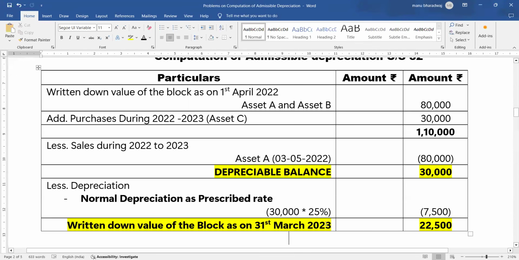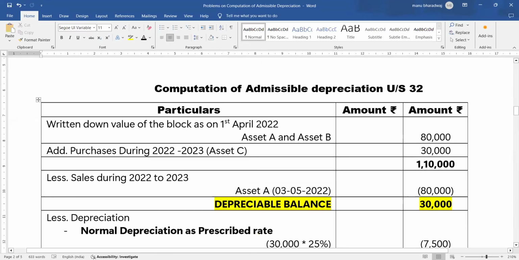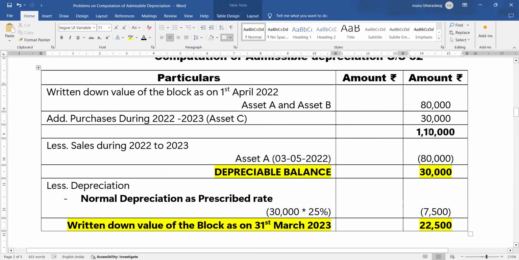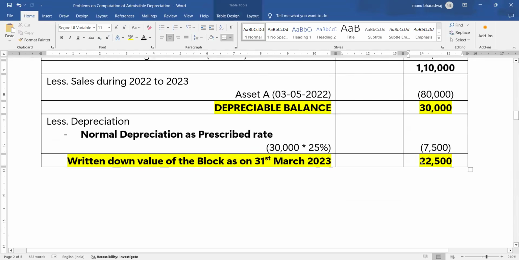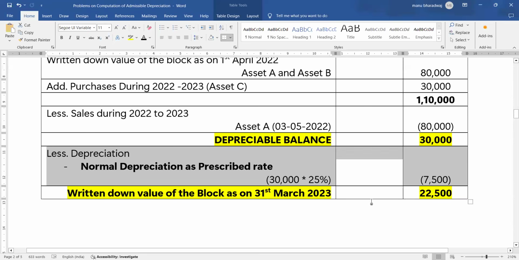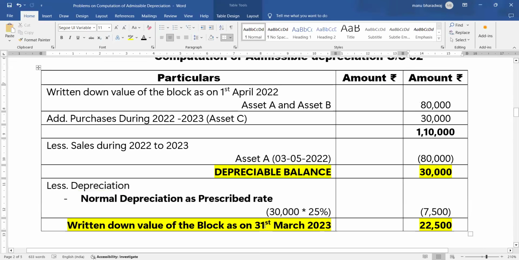That 22,500 is the written down value of the block as on 31st March 2023. See, starting on 1st April 2022, it was 80,000. But after adding purchases, deducting sales and deducting depreciation, now the value of the block has become 22,500. The admissible depreciation is 7,500. So we have found out the written down value of the block on 31st March 2023.